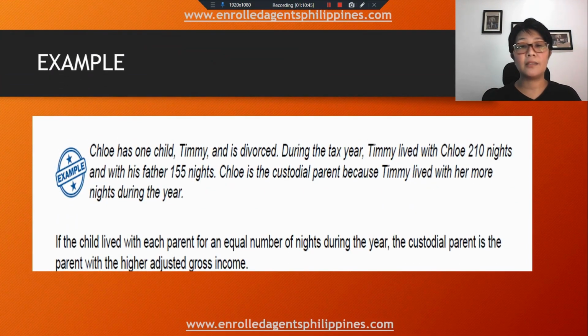Chloe has one child, Timmy, and is divorced. During the tax year, Timmy lived with Chloe 210 nights and with his father 155 nights. So Chloe is the custodial parent, no? Because Timmy lived with her more nights during the year.